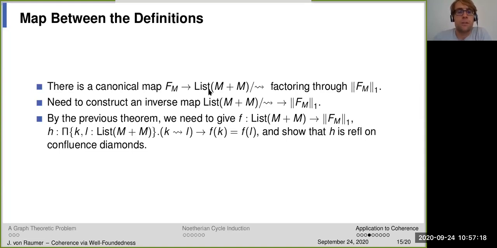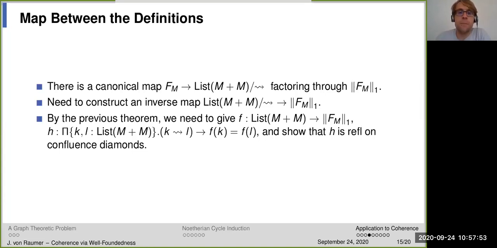I will not go into every detail of the construction for this equivalence proof. There's a canonical map from this higher inductive type, the loop space of Fm, into the quotient on lists, which factors through the one truncation of Fm. So that's not the problem. But the big crux in this whole construction is how to define the inverse map, the map from the list construction into the one truncation of Fm.